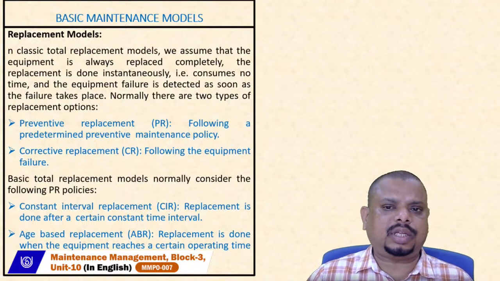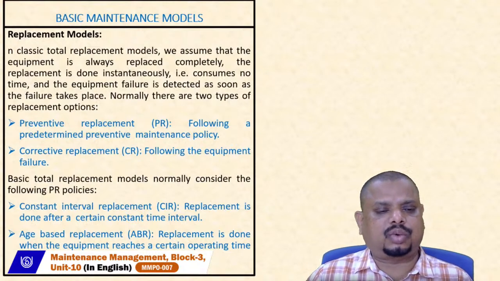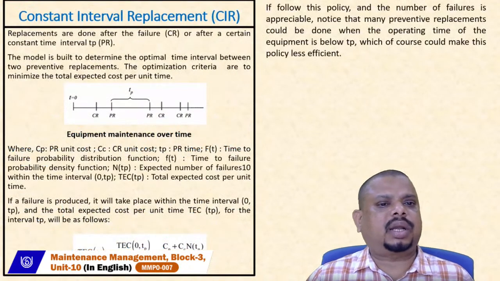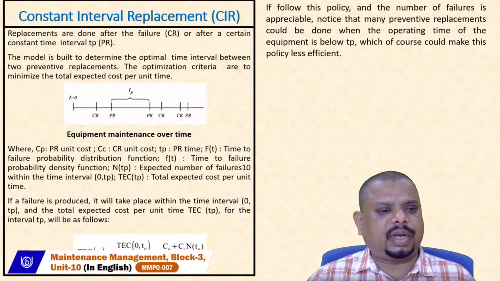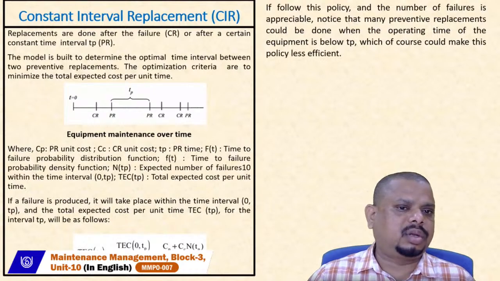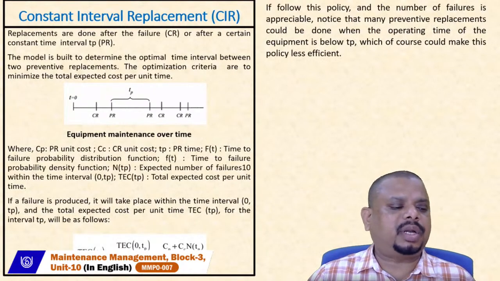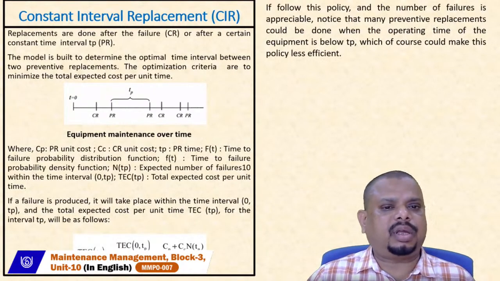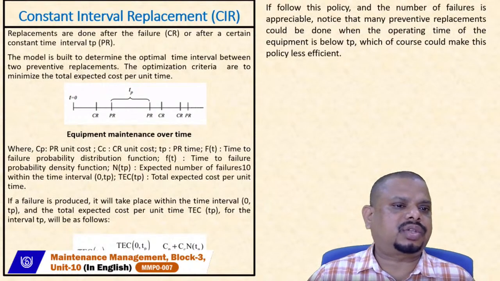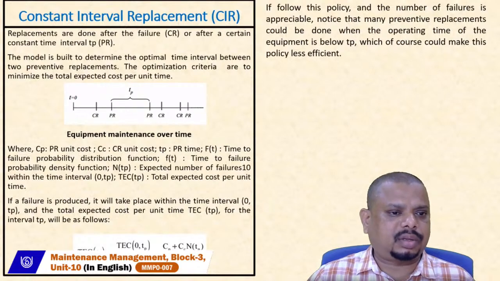So these policies are basically known as constant interval replacements, to avoid a large number of equipment failures. Moving to the next one: how is this constant interval replacement implemented? The lifespan is given in the form of mathematical formulas. Here, the replacements are done after the failure, which is known as the failure rate, or after a certain constant time interval, that is TP.